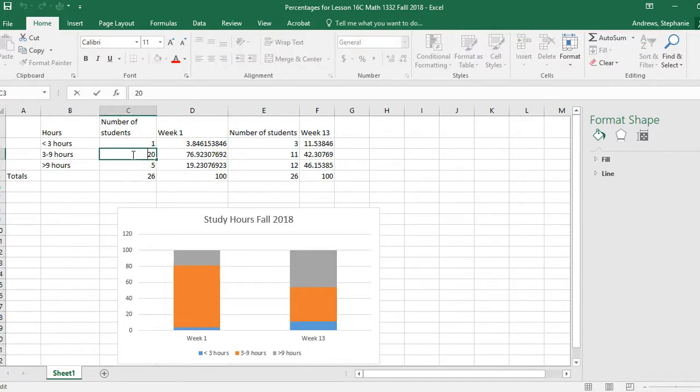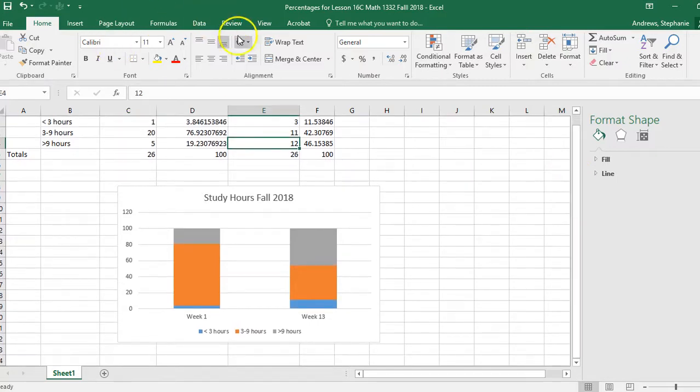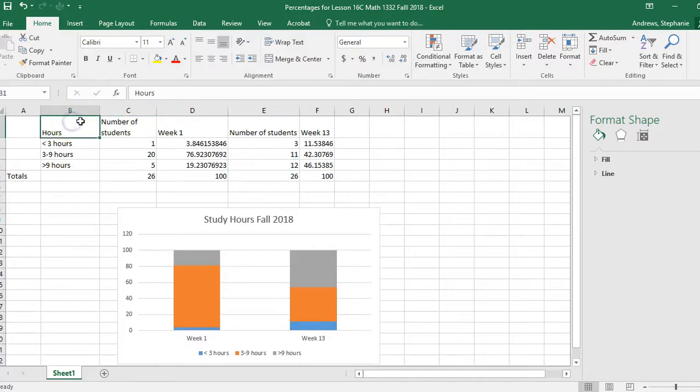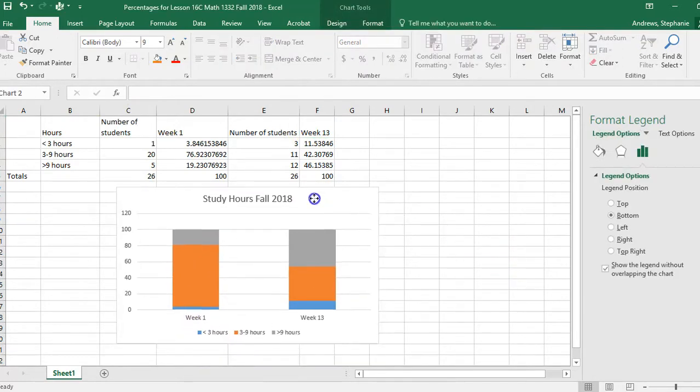And right here is a big jump. We had 20 who were studying 3 to 9 at the first of the semester, and now it's just 11. But then here we only had 5 over 9, and now we have 12 over 9. I took this information, I went up here to insert and grabbed columns B, D, and F. And then that gave me these beautiful labels at the bottom.